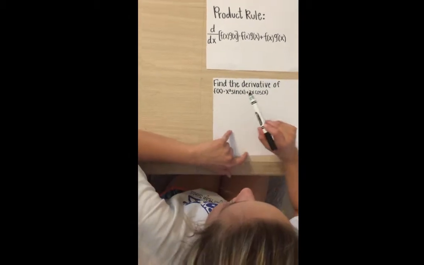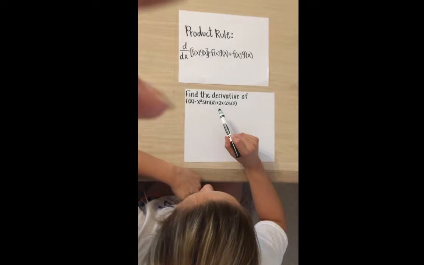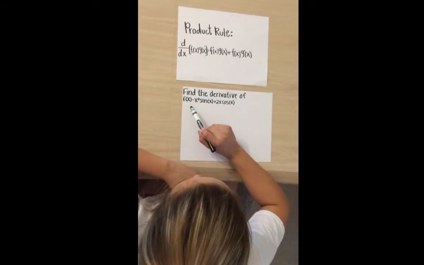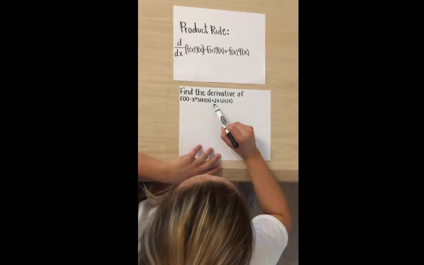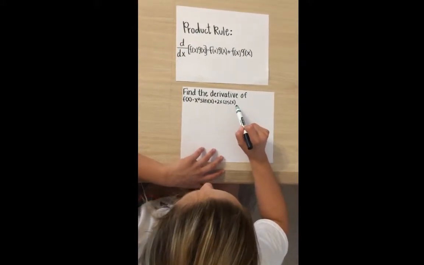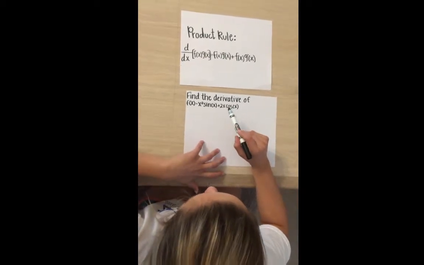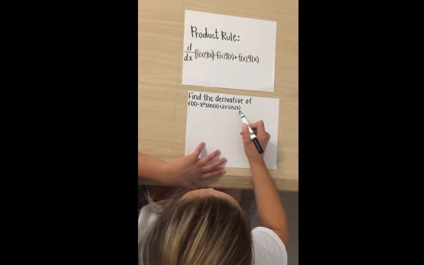Here we're going to do an example. So we're going to find the derivative of f of x equals x squared sine x plus 2x cosine x. Here we're going to have to do the product rule twice, for this one and this one.